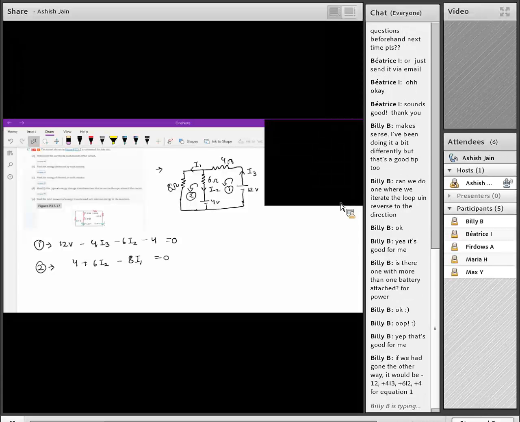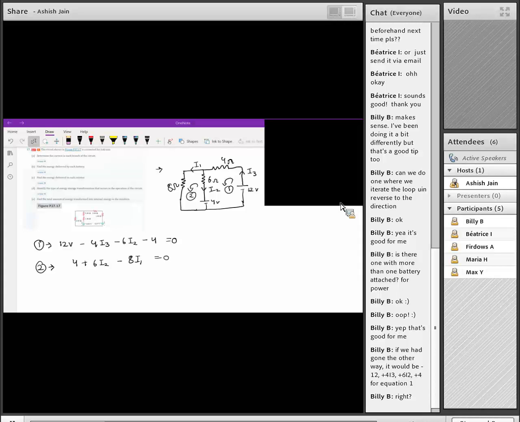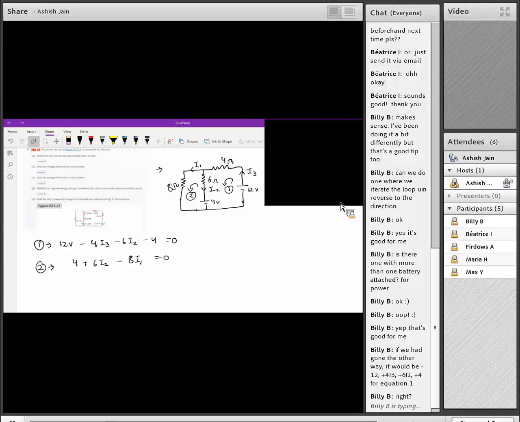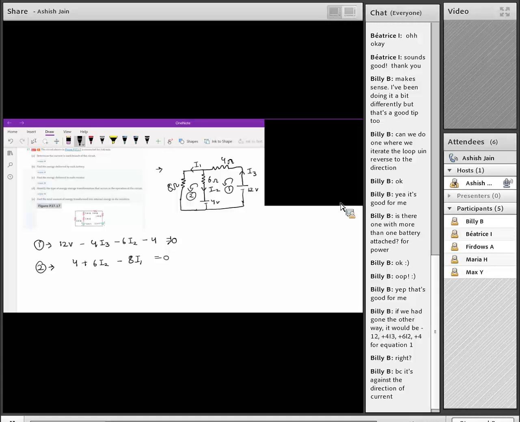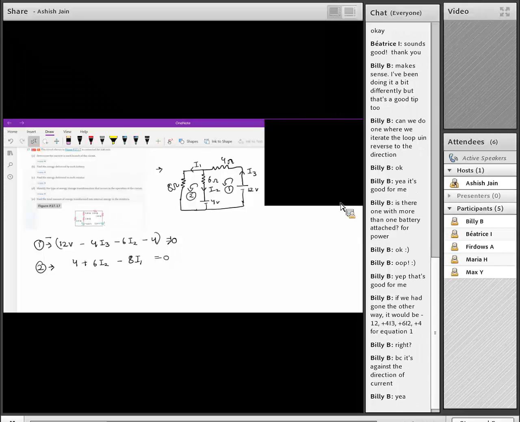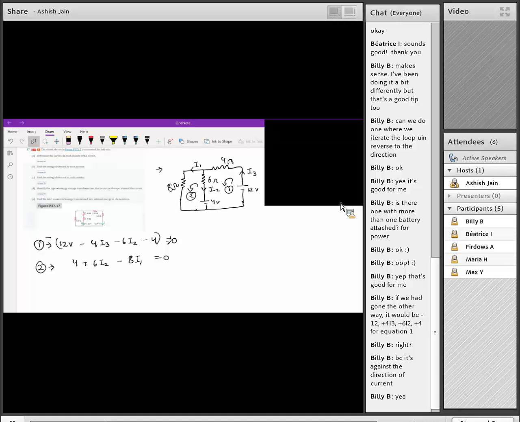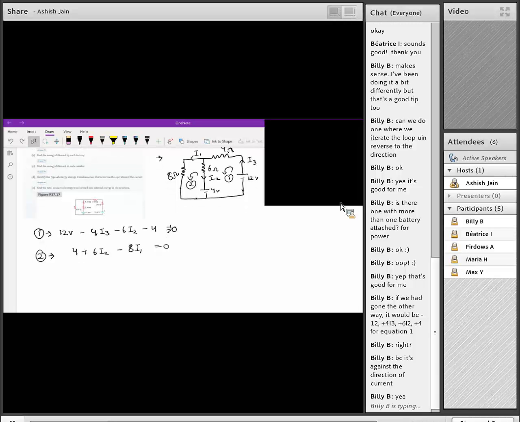If we had gone the other way, it would have been minus 12. No, it's okay. It's always equal to 0, so it doesn't matter, minus or plus. You can always take minus common and that will be the same equation. So if you want to see the other way, you multiply this equation by minus. That's the easiest way to find it if you traverse in the clockwise direction instead of counterclockwise. Minus doesn't make any difference because it's equal to 0. Make sense? Perfect.